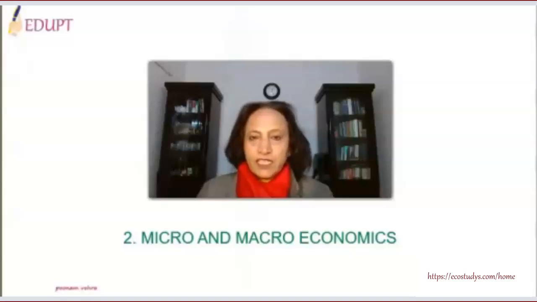This is the second session on basic economic problem. In the first session, you have learned about the difference between economy and economics, normative and positive statements, and whether economics is science or art.